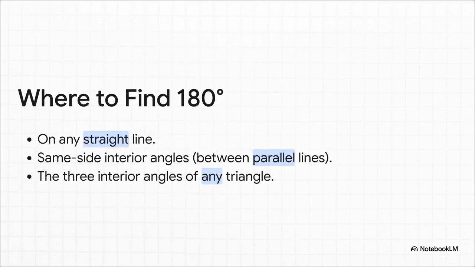So where do you spot them? Well, they're on any straight line. You'll find them between parallel lines on the same side of that crossing line, and here's the big one: the three angles inside any triangle you can possibly draw. I don't care what it looks like. Will always add up to exactly 180 degrees. That's just a fundamental rule of how our universe is built.